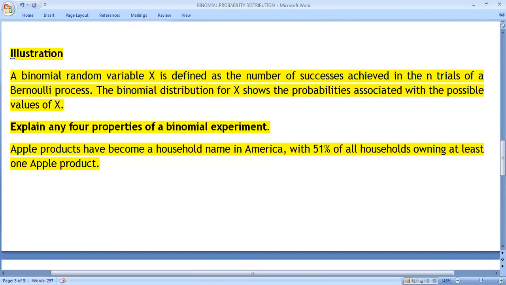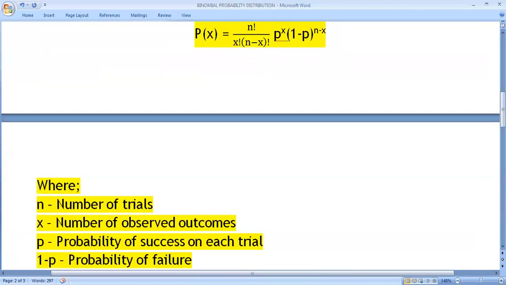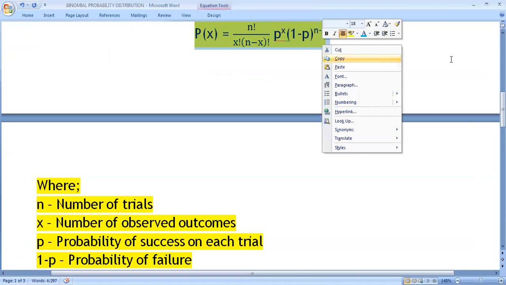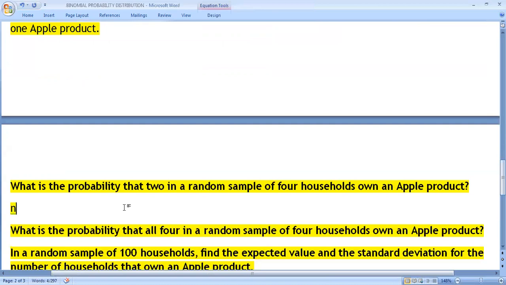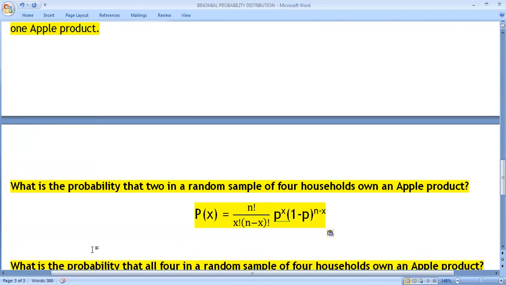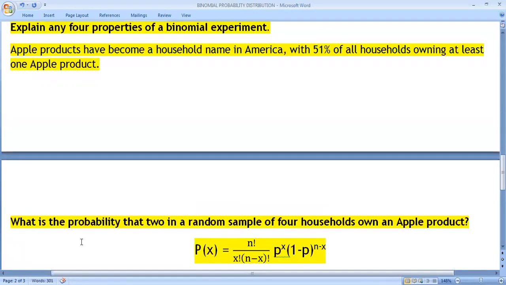N is the number of trials. So I'll copy our formula of calculating the probabilities under a binomial distribution case. So this is our formula, which we can use in such a situation where we have a binomial experiment. So we need the P, which is the probability of success, and that is 0.51, because they have told us here in the question that 51% of all households own at least one Apple product.